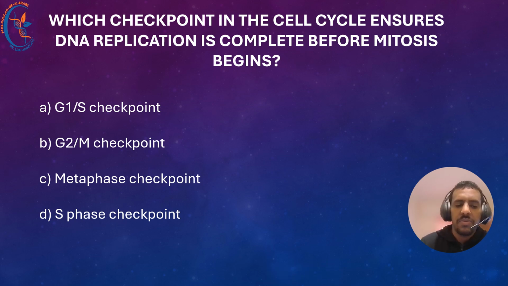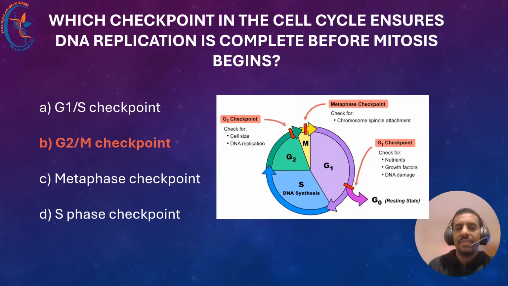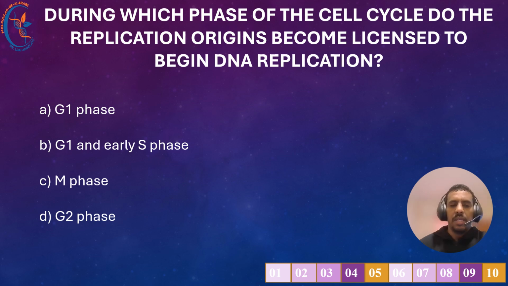All right, let's move to see the correct answer. The G2/M checkpoint ensures that DNA replication is fully completed and free of error before mitosis. So the correct answer is G2/M checkpoint. All right, let's move on. So the question is, during which phase of the cell cycle do the replication origins become licensed to begin DNA replication?